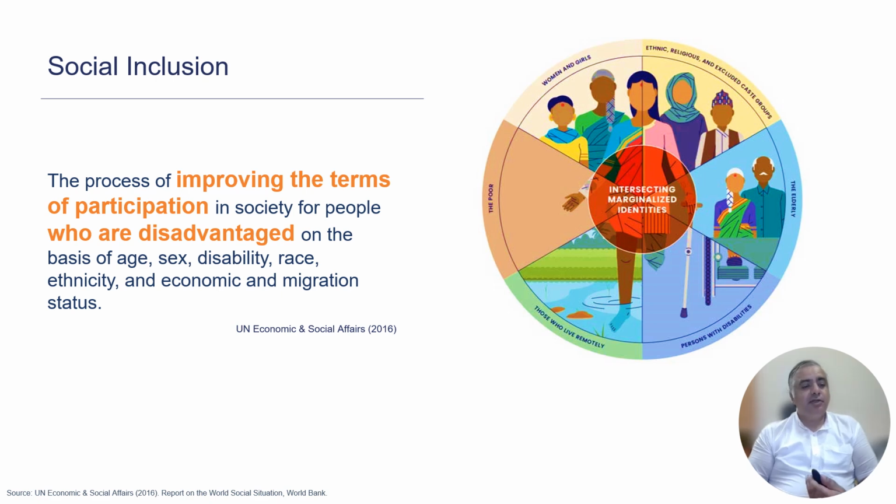Looking at it further, social inclusion, what does it mean? Social inclusion refers to the process of improving the terms of participation in a society for people who are disadvantaged on the basis of age, sex, disability, race, ethnicity, and economic and migration status. This is coming from the UN Economic and Social Affairs reference. If you understand it this way, social inclusion has a very critical word called participation. Because participation brings a degree of dignity, a degree of independence, it is associated with a human aspiration. And that feeling of being accepted and being included is very crucial. And it does depend, therefore, on the environments that we create.